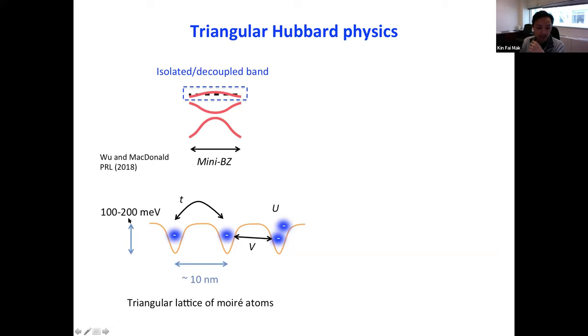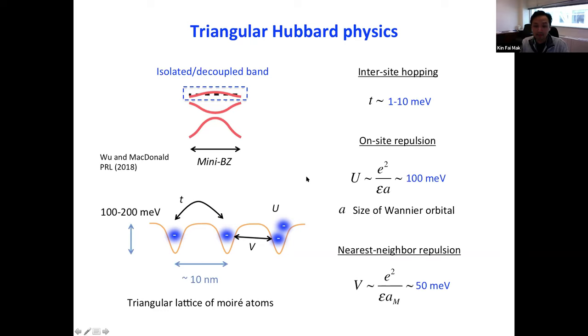And each of the atomic trapping potentials is about 100 to 200 milli electron volts. And the electron can tunnel between sites with an amplitude t. If you happen to put two electrons on the same site, they would repel each other with an energy U, the on-site repulsion. They can also repel each other with nearest neighbor or next nearest neighbor repulsion, which is the extended range Coulomb repulsion V here. Okay, so that would be the situation if you have an isolated single band in the system. And to give you a sense of the energy scales, typically the inter-site hopping t is about 1 to 10 milli electron volts.